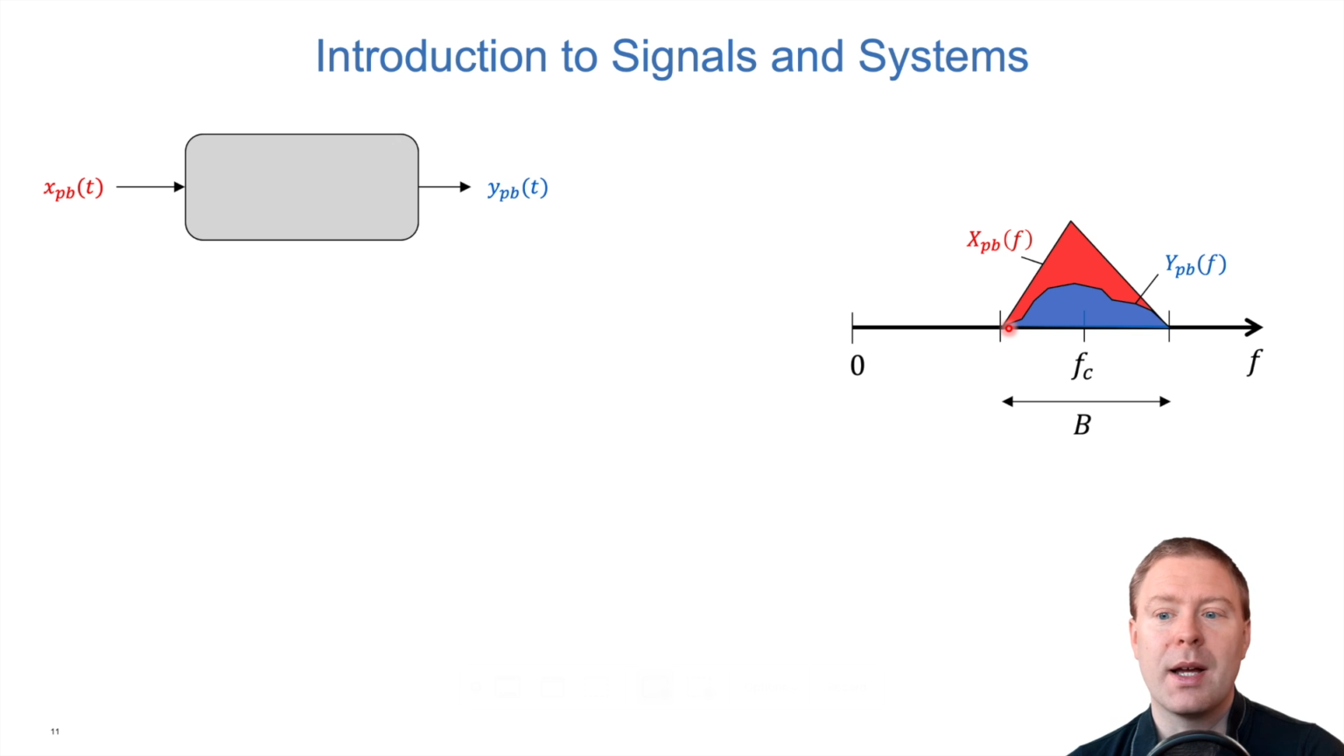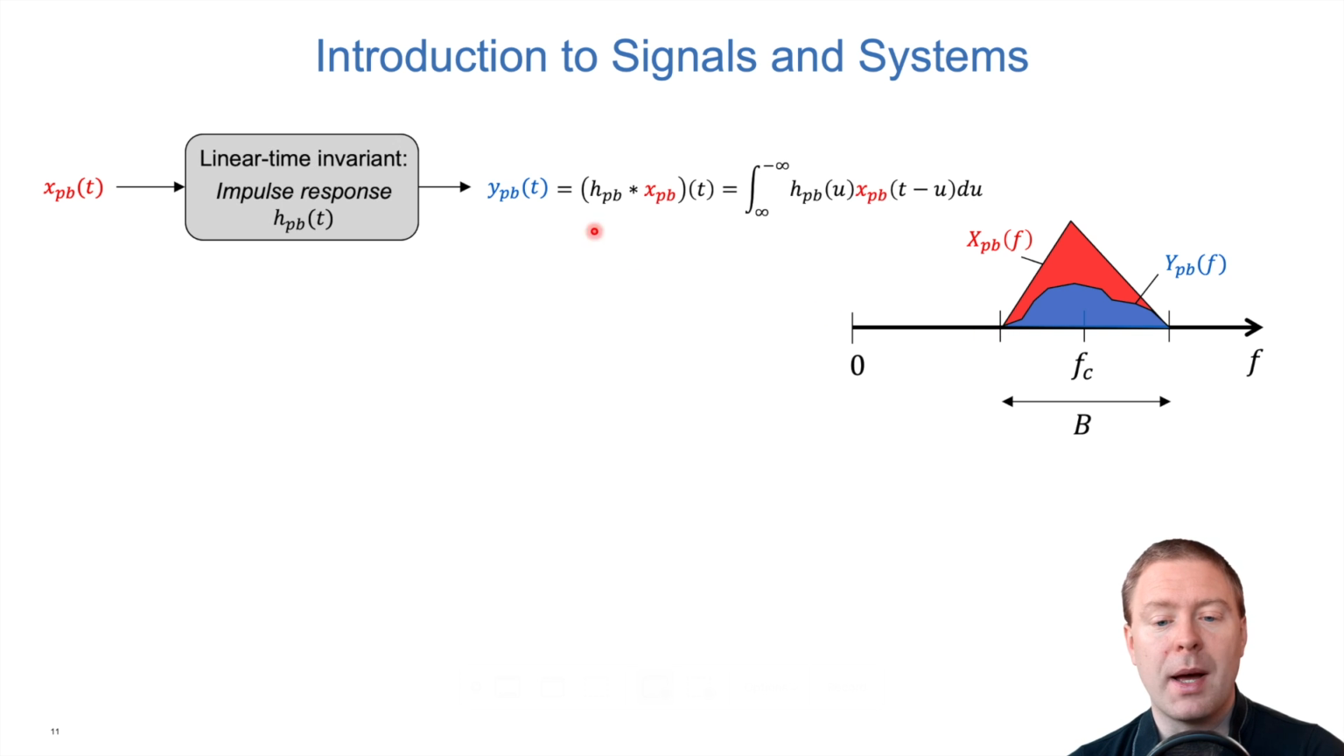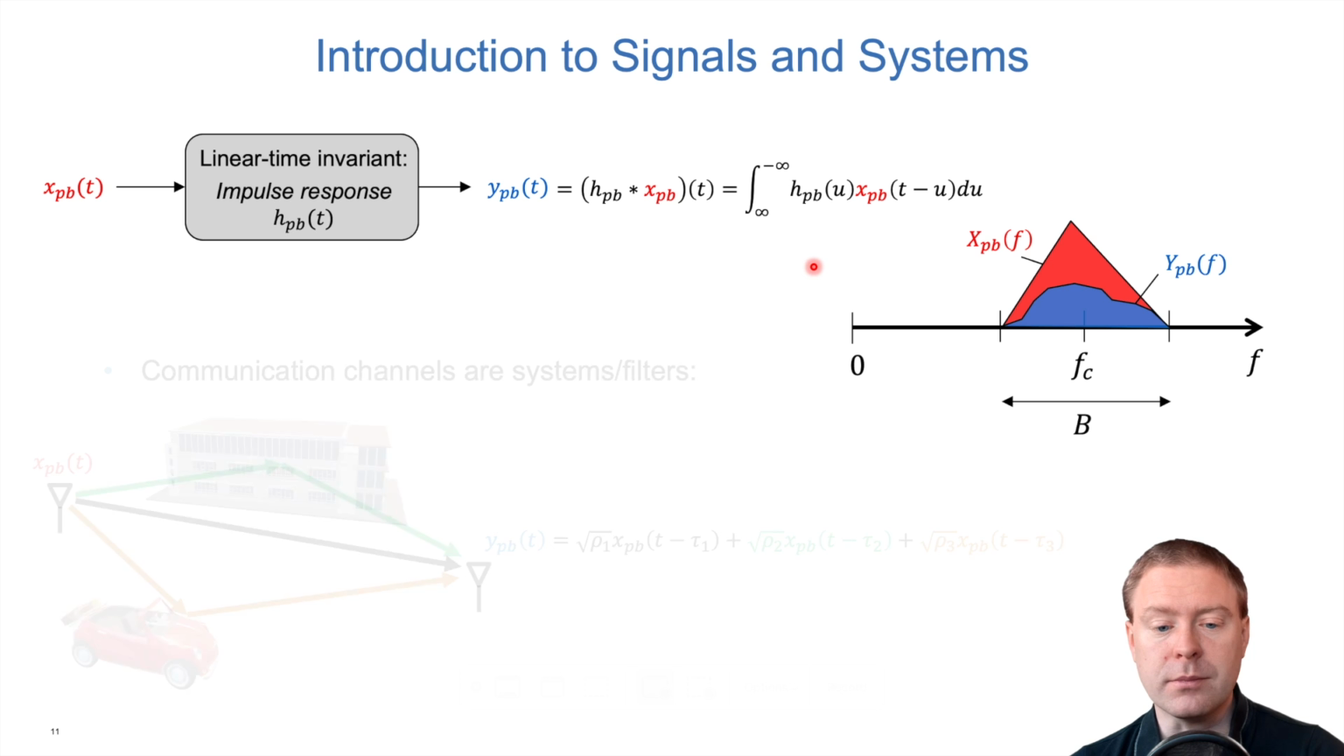And how do we describe it? Well, we can describe how we get from the input to the output using the impulse response. Wireless channels can be described as a linear time invariant system if we have a short amount of time where everything in the propagation environment is constant. Then the impulse response is a function. We take the convolution between the input and the impulse response to get the output, and this integral is a description of that as well.